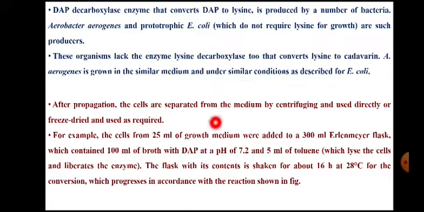Now why is toluene required? Because Aerobacter aerogenes has this DAP decarboxylase enzyme which is required for synthesis of lysine, and it is intracellular. So in order to release this intracellular enzyme extracellularly, cell lysis is required, and for this there is addition of toluene. So it lyses the cells and it liberates the enzyme. Then the flask is incubated under shaking conditions so that the decarboxylase enzyme should come in contact with DAP, so that there will be conversion of DAP to lysine.